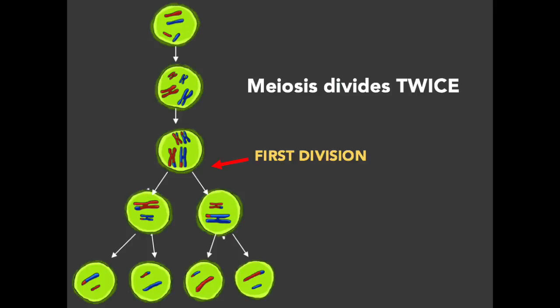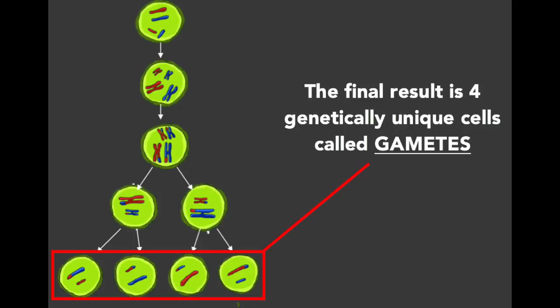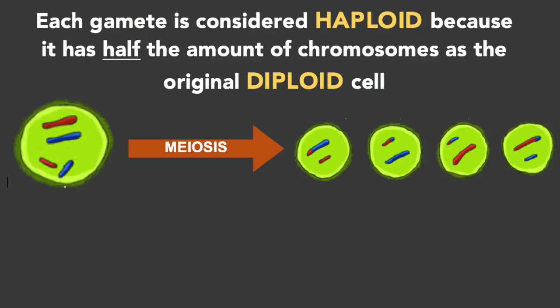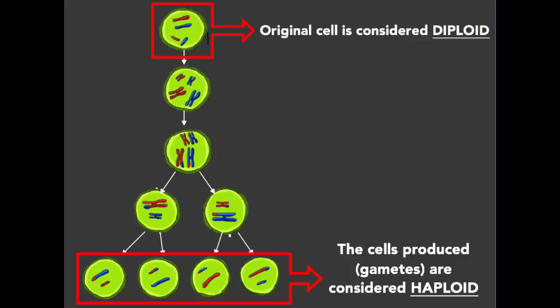After prophase comes the first division, but meiosis doesn't stop there. Meiosis goes through two divisions, so the final result is four genetically unique cells called gametes. You can see from your diagram how each gamete shows genetic variation. Each gamete is also considered haploid because it has half of the amount of chromosomes as the original diploid cell. So you see at the top, the parent cell has 4 chromosomes, where the gametes only have 2 chromosomes.